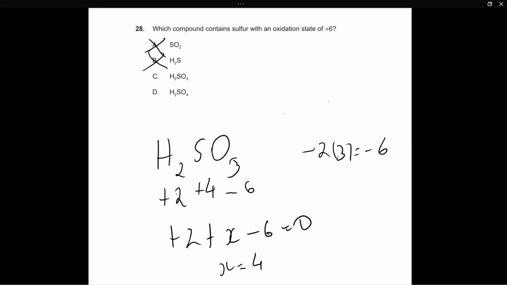And as we can see again, the oxidation state of sulfur is +4, which is not +6. So this is also out, and that leaves us only with one option, which is D, and D is also our correct option. I know that this is a bit hard concept to grasp and understand, but hopefully I've done a good job at explaining it.